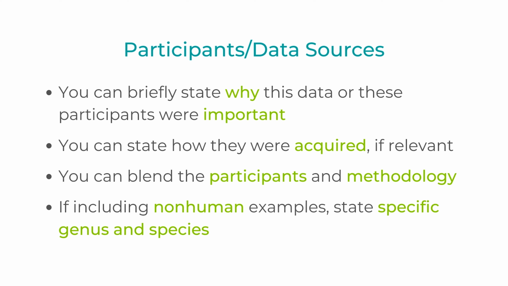In addition, if you're including non-human animals, be sure to be specific about the genus and the species. When mentioning human subjects, however, you don't have to go too in-depth, as you only have a sentence here. There will be room in the paper to discuss their characteristics more thoroughly. But you should include enough information for readers to have a clear idea of the scope for the data.